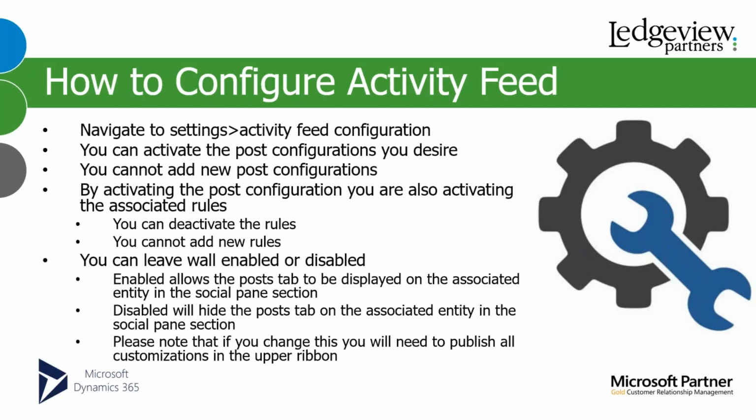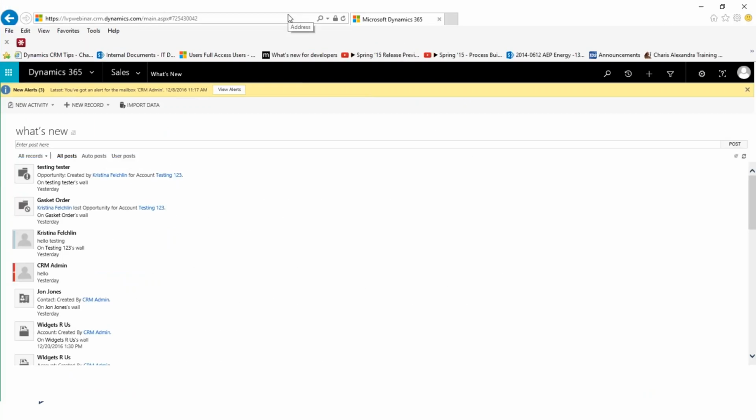There's also going to be a section that says leave wall enabled. When you leave it enabled, it means the post tab on the record is going to show in the social pane. If you disable it, however, you can take the post tab away. And I'll show all of this to you in CRM. Please note, if you do anything with the wall, changing it from enabled to disabled, you're going to want to publish your customizations. So let's jump into CRM.